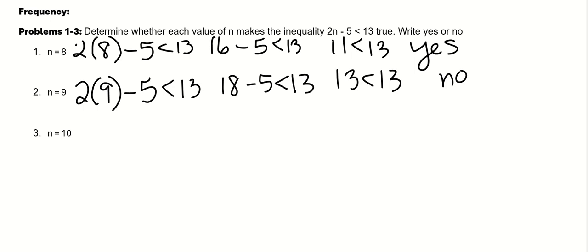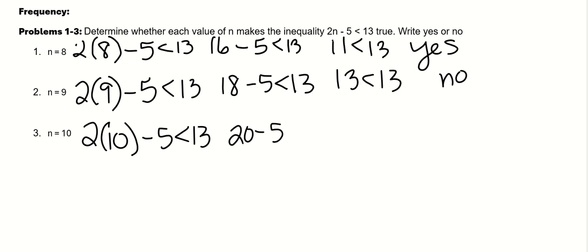And then last one, input, we're going to go 2 input 10 minus 5 less than 13. 20 minus 5 less than 13. We get 15 less than 13. That is not true, so we say no.